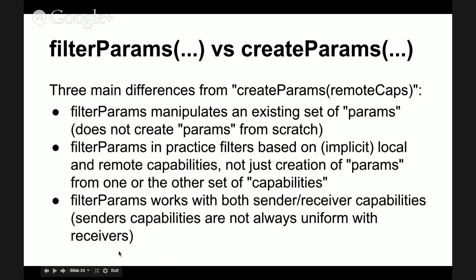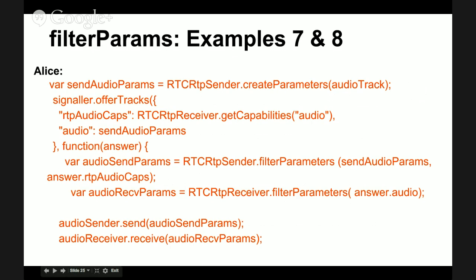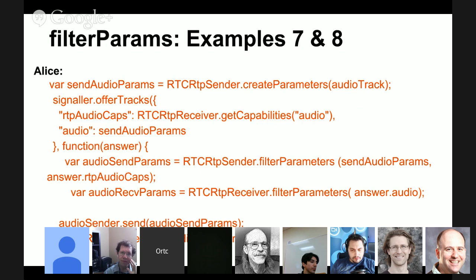Next slide, which I'm dreading. I don't really want to walk you through these examples. I think the concept here is more important to understand. But I think it is worthwhile to say this is just a summary of examples 7 and 8, what they're trying to do. And what examples 7 and 8 do is that they essentially filter sender parameters through receiver capabilities.